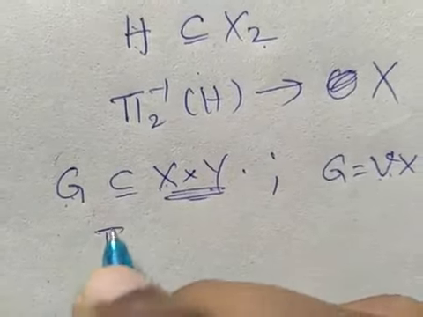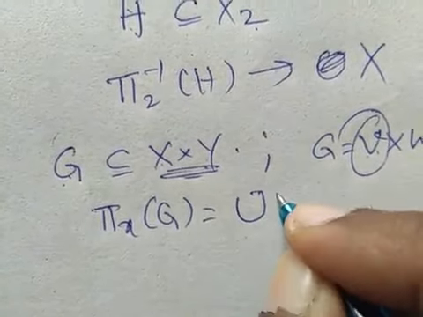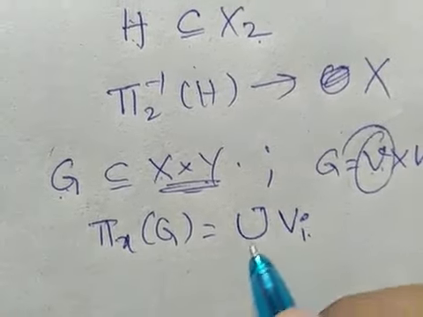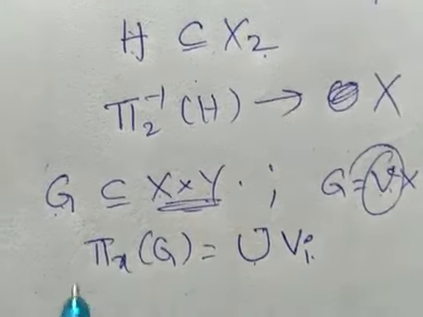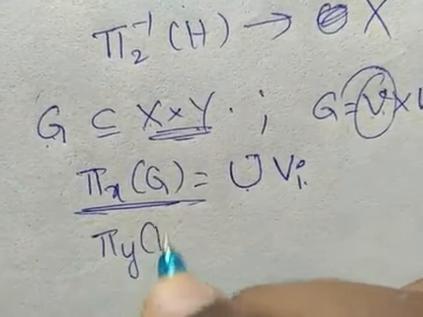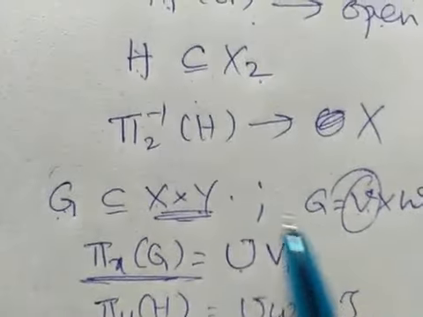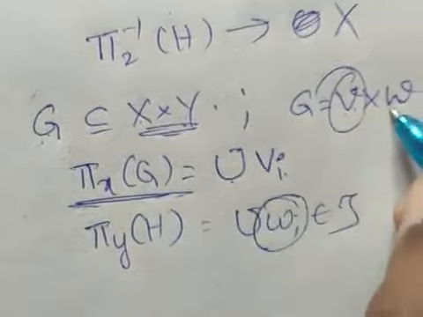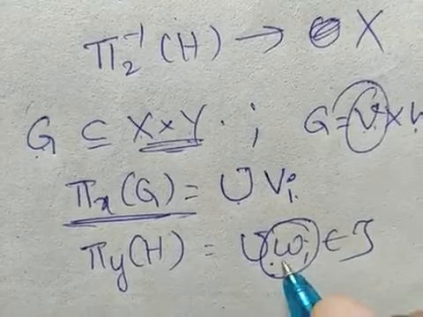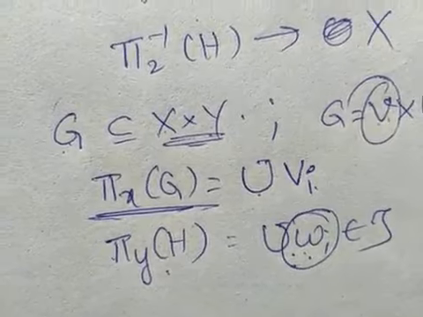So when we define phi X of G, combining all such sets, we will get the union of Vi. Vi is open, and an arbitrary union of open sets is open, therefore phi X is open. Similarly, when we consider phi Y of H, we get the union of Wi belonging to tau. So Wi is open, and an arbitrary union of open sets is open. Therefore, phi Y is also open. So projection maps are open maps always.